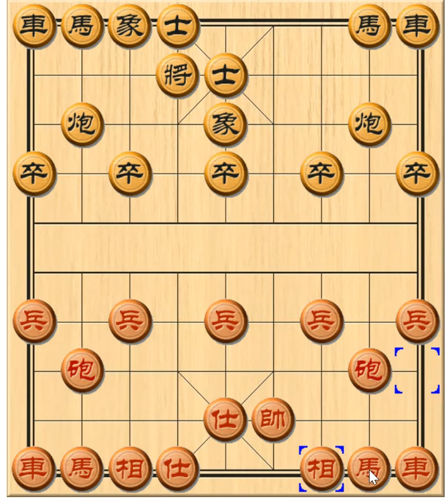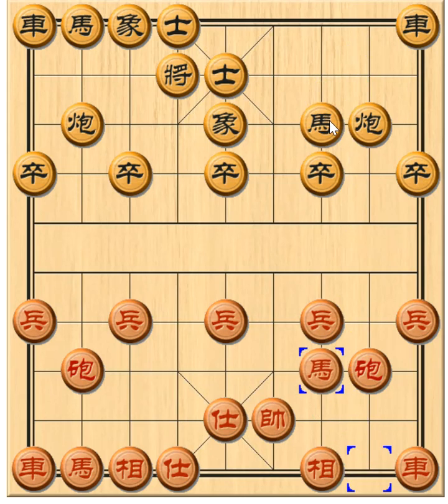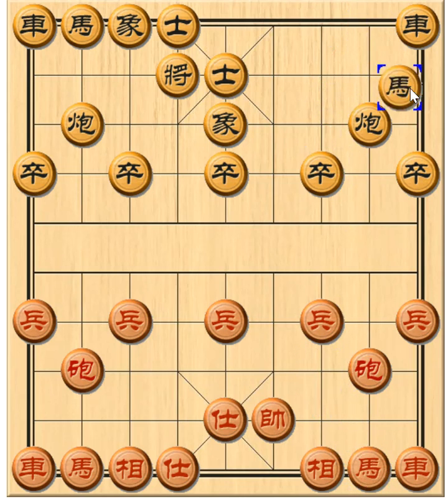Now let's talk about the horse. The horse moves one space vertically and one space diagonally, something like this. So it can move either to this place or to this place.